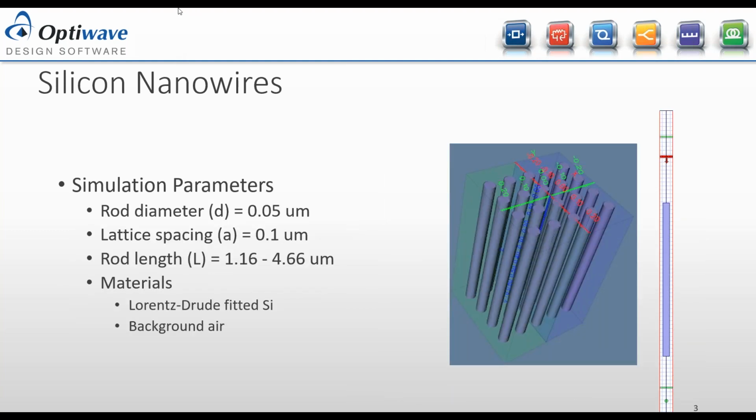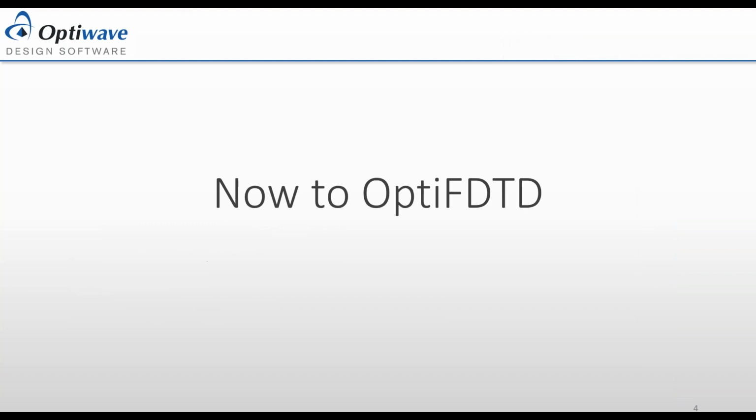In this particular one, it's an array of silicon nanowires, and they have a rod diameter of 0.05 microns and lattice spacing of 0.1 microns. There are 3 different designs that range in rod length, and they want to take a look at the absorption of these designs. So we're going to jump right into Designer here.